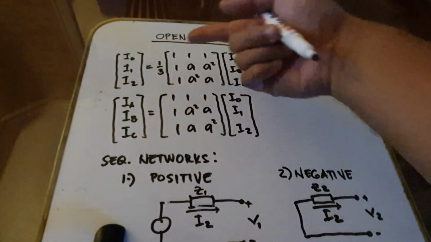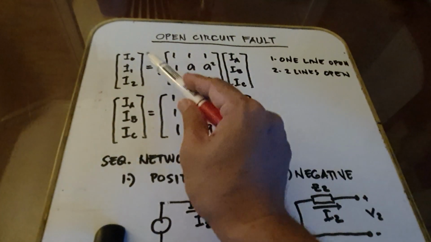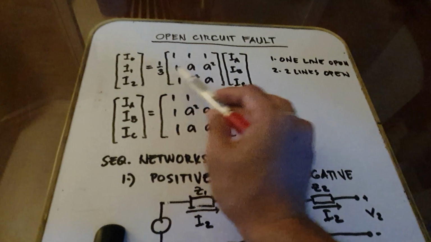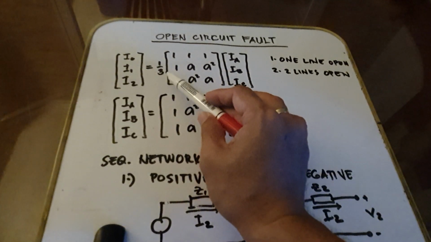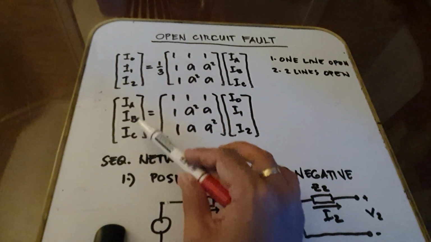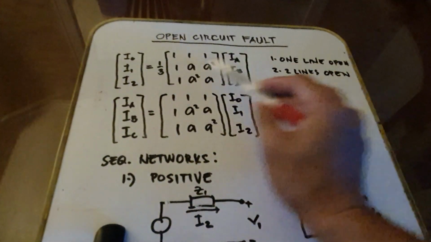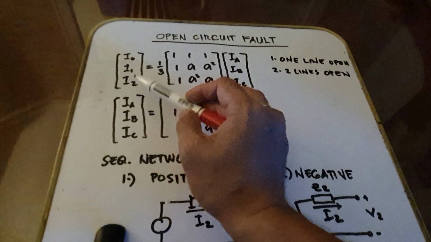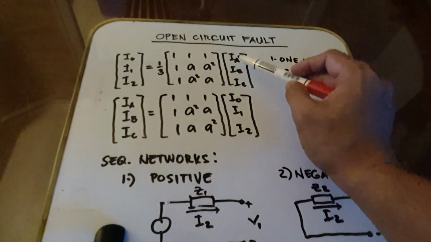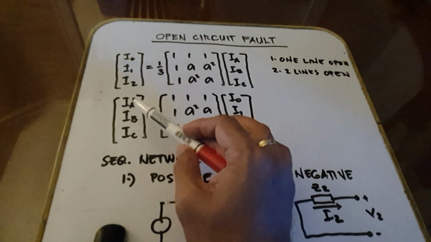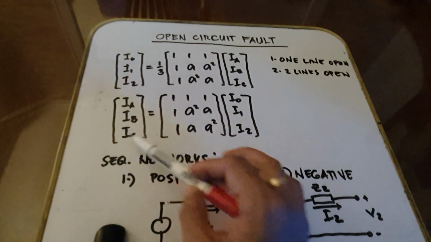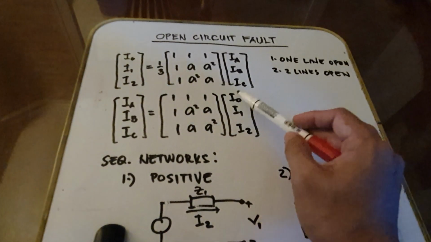components. So this is the formula for the sequence currents, and also for the phase currents. For the voltage, they are the same, just change the I into V. Also here, change the I into V. And for the phase voltage also, just change the I into V.